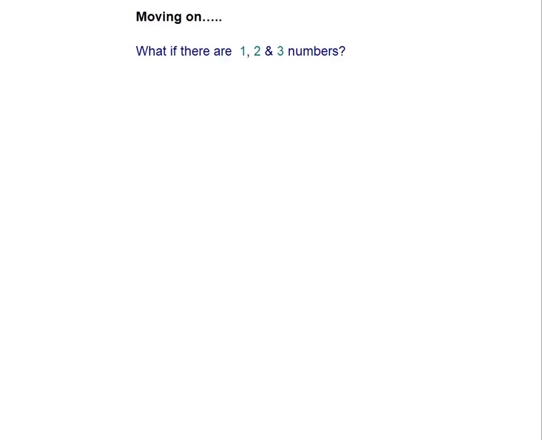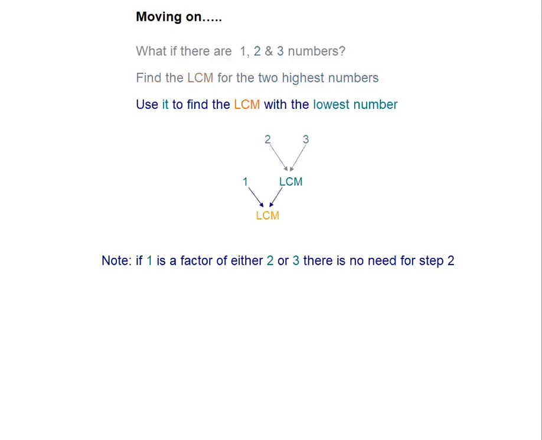Right, moving on. What about 3 numbers? Well, start by finding the lowest common multiple for the 2 highest numbers, 2 and 3. Then use that LCM with the lowest number to find the lowest common multiple for all 3 numbers. Note that if 1 is a factor of either 2 or 3, you don't need to bother with this second step. Example, find the highest common factor and lowest common multiple for the 3 numbers 28, 42, and 70.